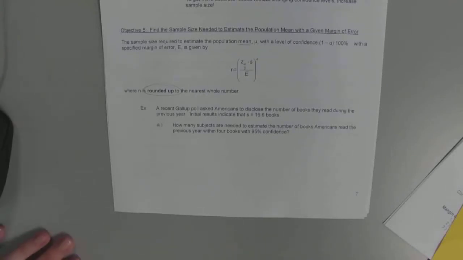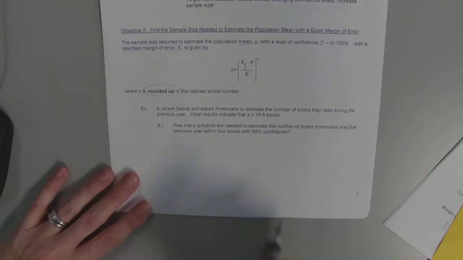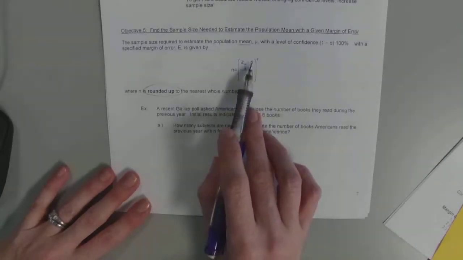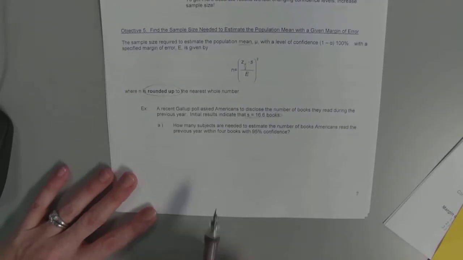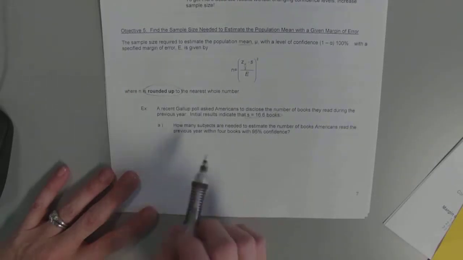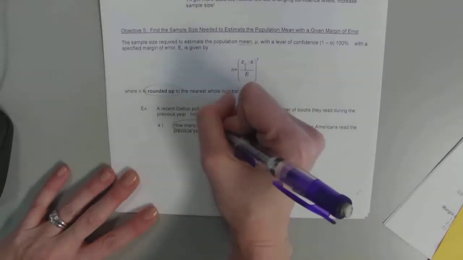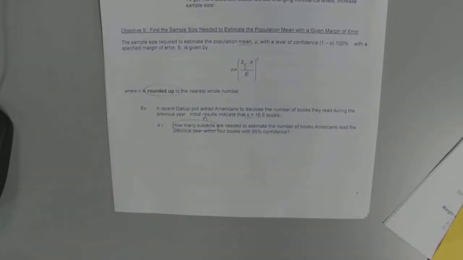It says a recent Gallup poll asked Americans to disclose the number of books that they read during the previous year. Initial results indicated that s equals 16.6 books. So right there they told us s, guys, which is nice. So we have one thing already to fill into our formula. How many subjects are needed? So how many subjects, what are they asking for, guys? They're asking us to find n.